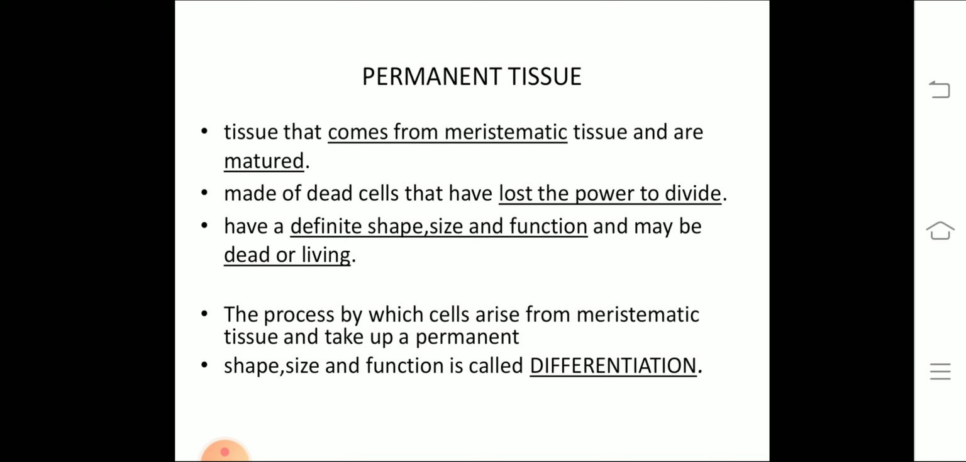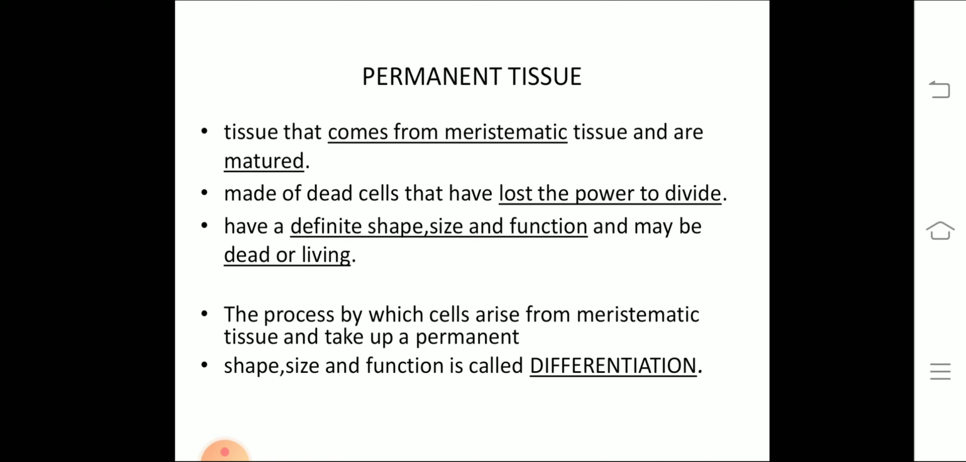Now, when this meristematic tissue loses the ability to divide, they take a permanent shape, size, and function. This process is called differentiation: the process in which meristematic tissues, after losing the ability to divide, take a permanent shape, size, and function. Because of this differentiation, permanent tissues are formed.